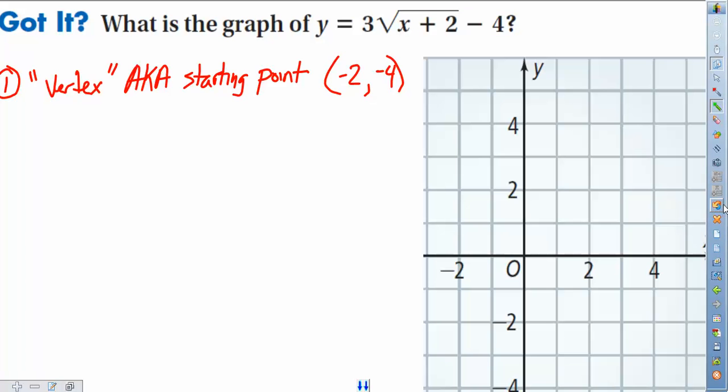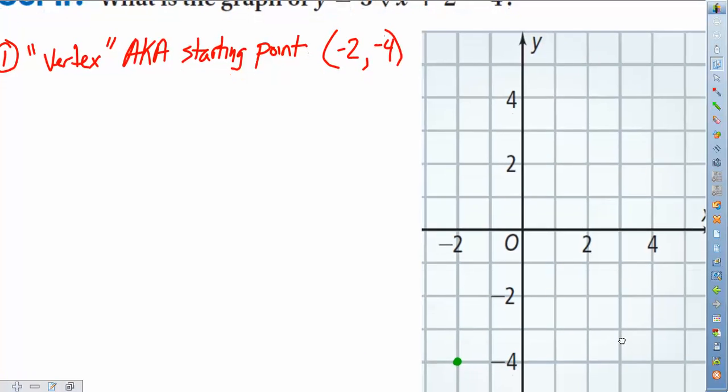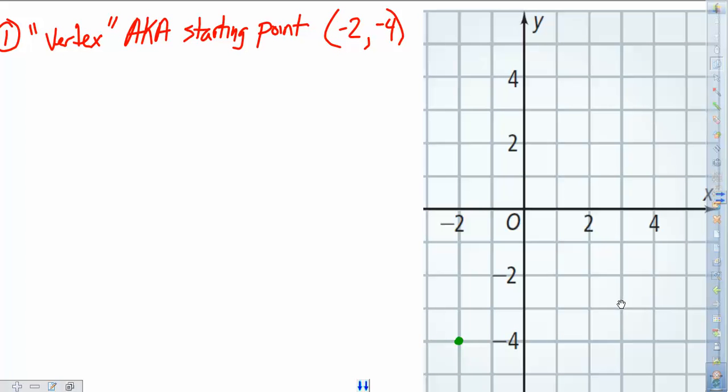You got it, right? Our vertex, aka our starting point, should be at -2 and then -4. So I'm going to put that spot right down there. You can barely see it. Let me scroll down just a little bit. And there you go.